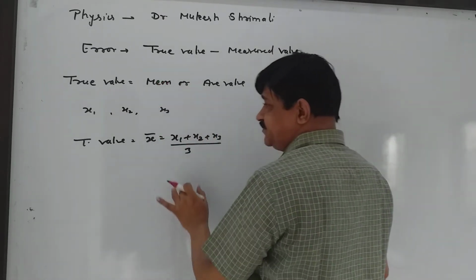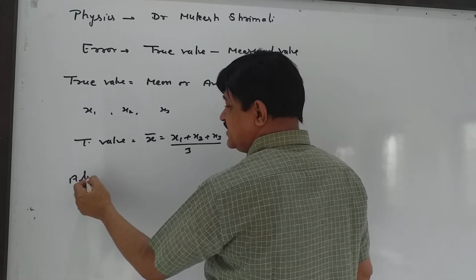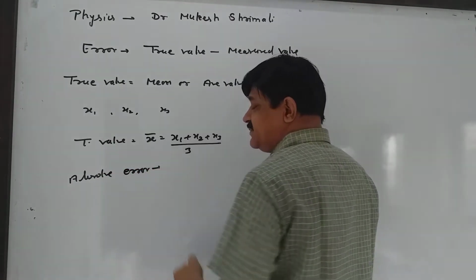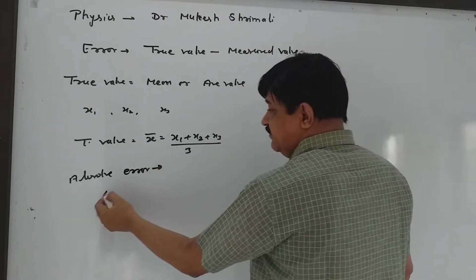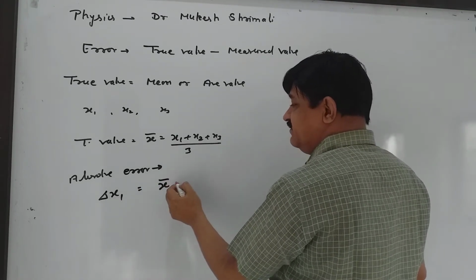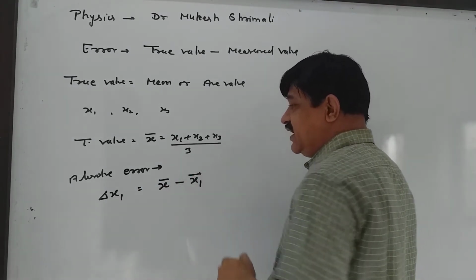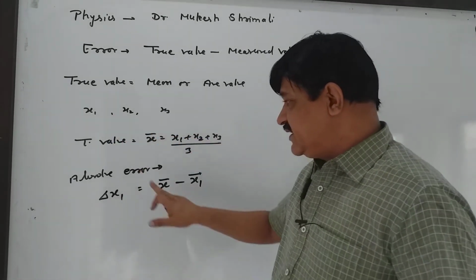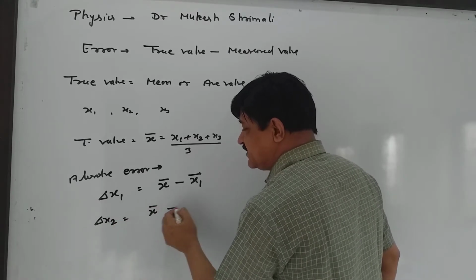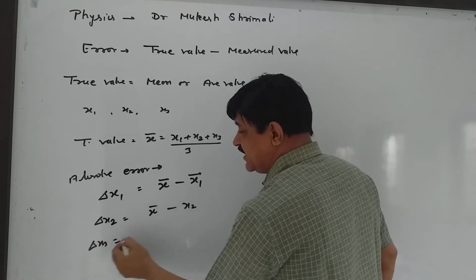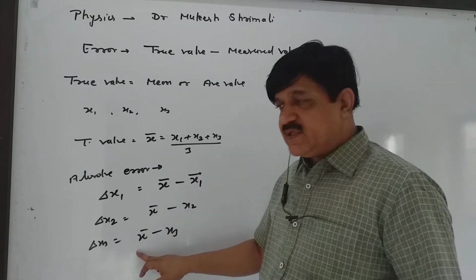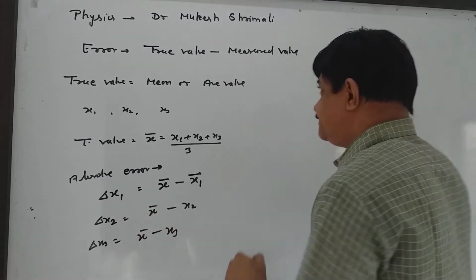Once you have the true value, in the measurement the first kind of error is usually the absolute error. In absolute error, we denote it with the symbol del x, and this must equal mean value minus measured value. Individually, for the first measurement it is x bar minus x1. Similarly, for the second measurement it is x bar minus x2. For the third measurement we have x bar minus x3. So we will get different values called the absolute errors, del x1, del x2, del x3.